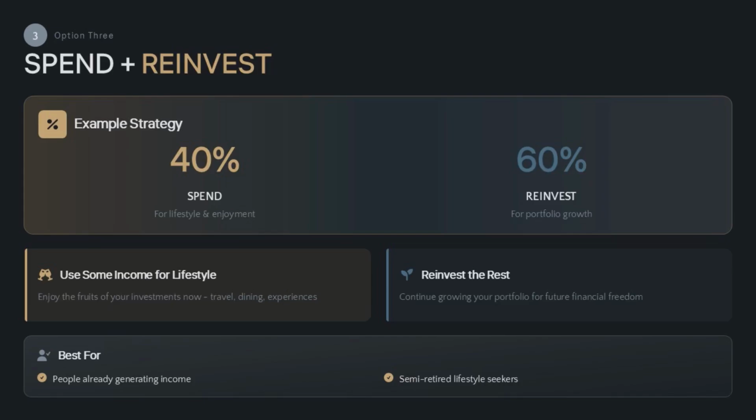So another approach that you can take is doing the 40% spend and 60% reinvest. This, I believe, is better when you do it later on when you have a bit of a portfolio built up. You enjoy the fruits of your investments now, travel, dining experiences for 40%, and then you put in 60% to continue growing that portfolio. This is best for people already generating income and semi-retired lifestyle seekers.